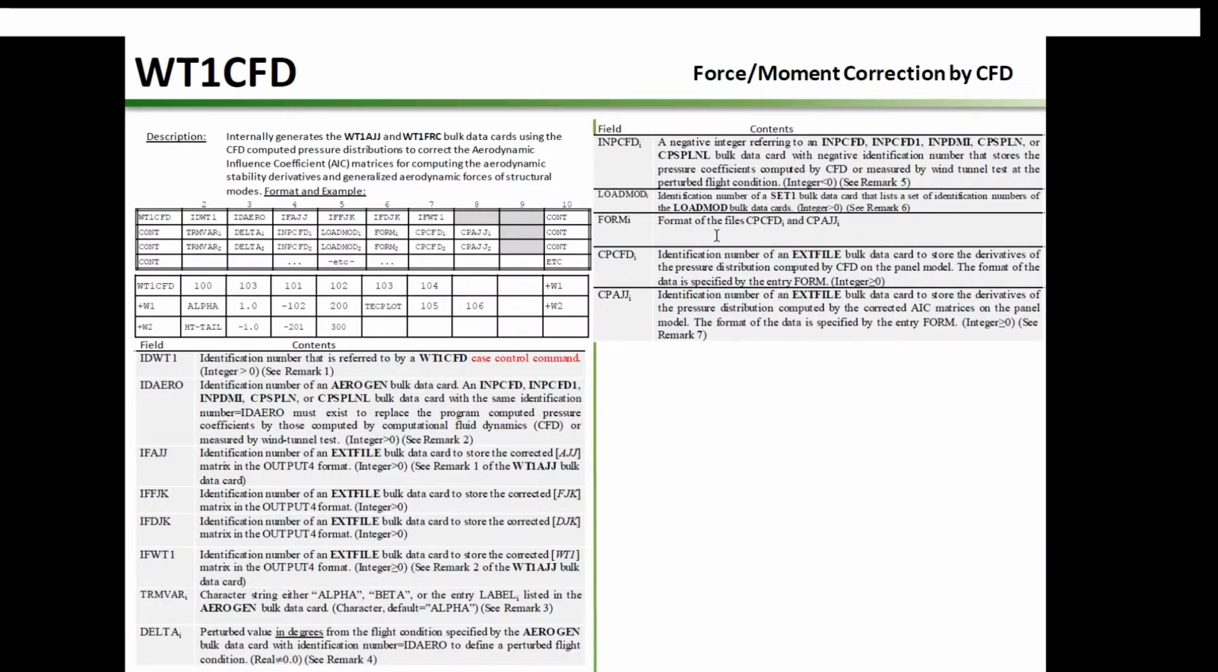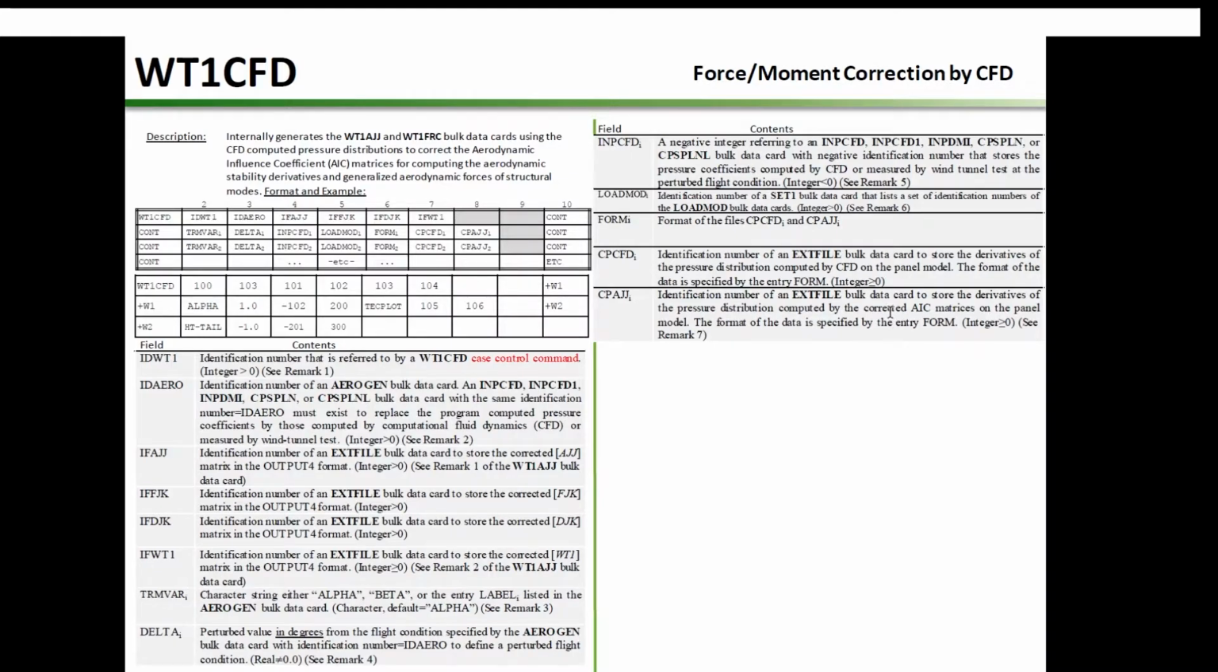And I have CP CFD and CP AJJ. The first one is the field to store the derivative of the pressure distribution by the CFD. Because I have CFD computed at 1 degree and CFD computed at 2 degrees, I use a finite difference to calculate the derivative of the CP computed by CFD. And this one I store also the derivative of the CP, however, computed by the corrected AIC.